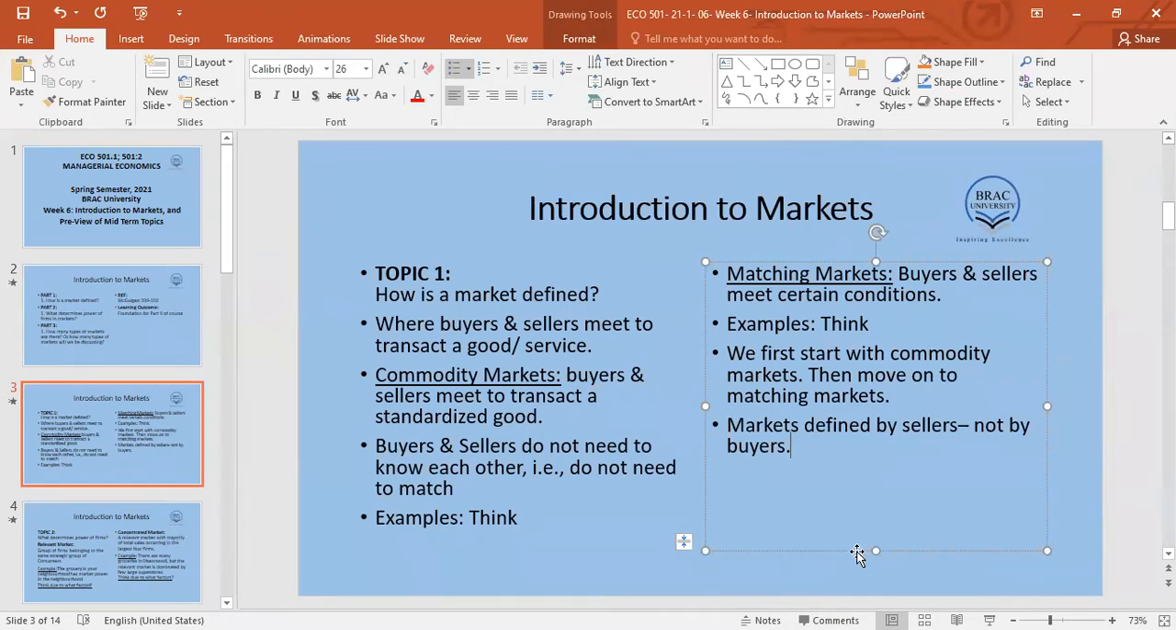So therefore, what we have is these types of markets: monopoly, duopoly, oligopoly, etc. If somebody asks what happens if we define the markets by the number of buyers, then we would have had monopsony, duopsony, oligopsony. So we're just defining the markets by the number of sellers. Now, the next thing is, we are interested in commodity markets.